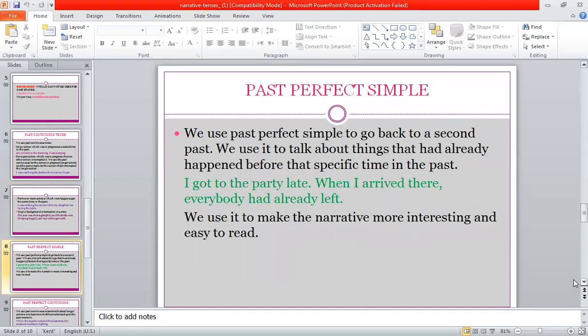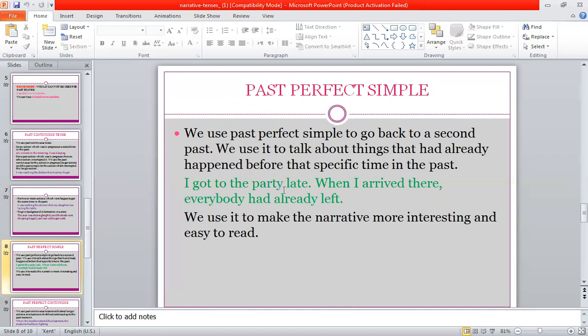Past perfect simple. We use past perfect simple to go back to a second past. I had this question in the class when we said that no, past perfect is not by itself. Past perfect is for order. When you want to order actions that happened in the past, one after another, the older one is past perfect and the later one is past simple. What happened first? Past perfect. What happened next? Past simple.